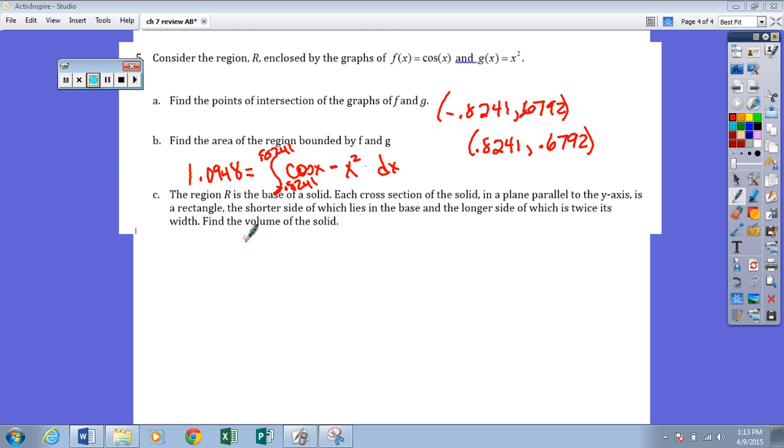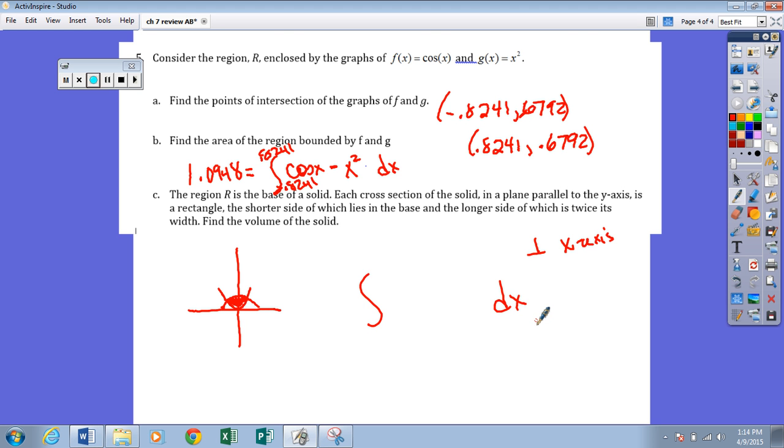For part C, the region R is the base of a solid. And what's happening here is, if you focus on just that one little piece of the picture, it's going to look something like this, right? Okay, so we're looking at right here. Each cross-section of the solid is parallel to the y-axis. Parallel to the y-axis means perpendicular to the x-axis, and that's important to know because whatever you're perpendicular to is going to be what you integrate with respect to.